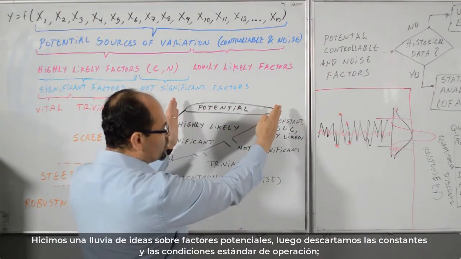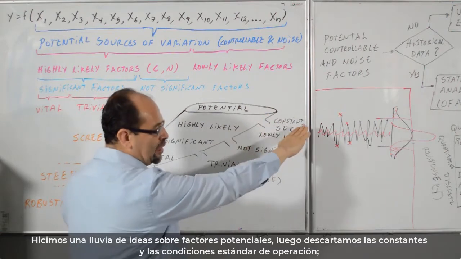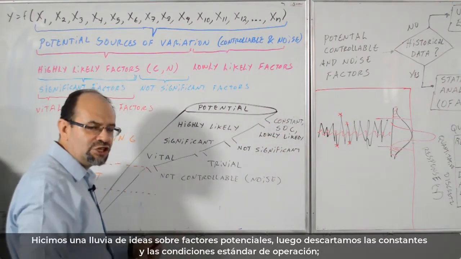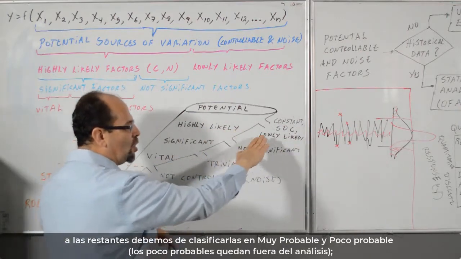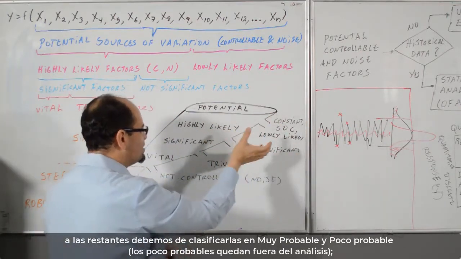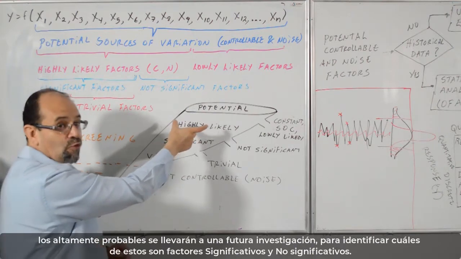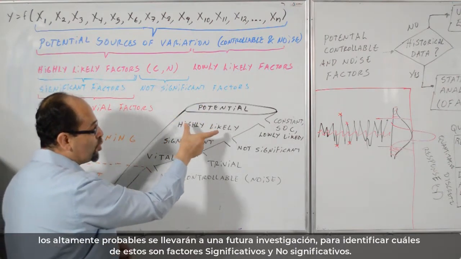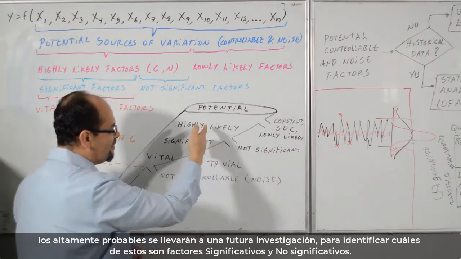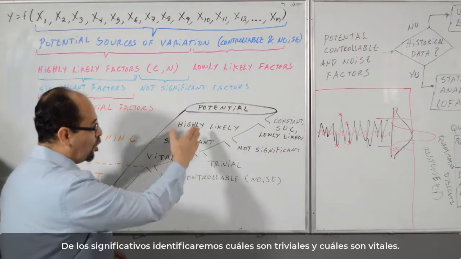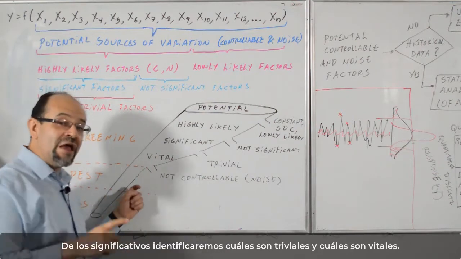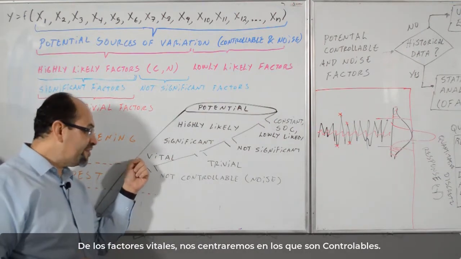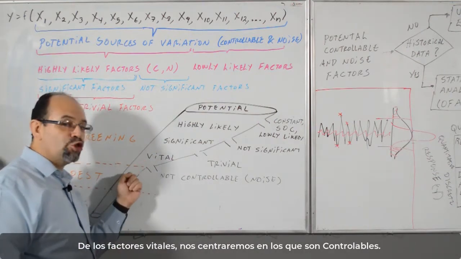We brainstorm potential factors, we discard the constant and the standard operating conditions. Also, we want to classify in lowly likely and highly likely. Lowly likely are outside of the analysis. Highly likely will be taken to further investigation. And of those, we will be classified in non-significant and significant factors. Of the significant, we will identify which are trivial, which are vital. But of the vital, then we are going to focus on the controllable ones.